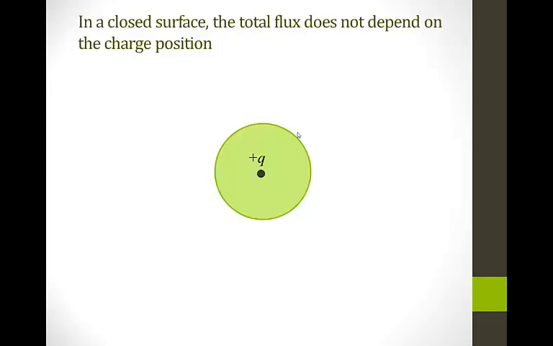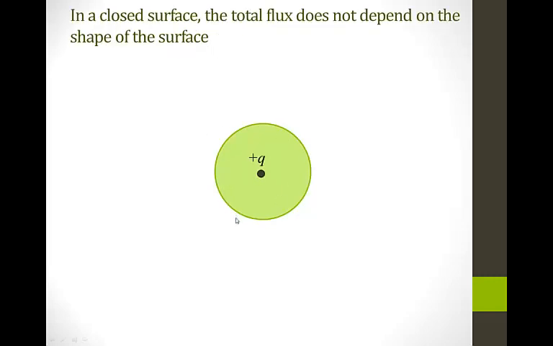For an open surface, you have to use the definition of flux. Now, in a closed surface, the total flux does not depend on the charge position, because the total flux is just the charge inside divided by epsilon naught. So it doesn't matter whether the charge is here or there. The total flux will be the same.